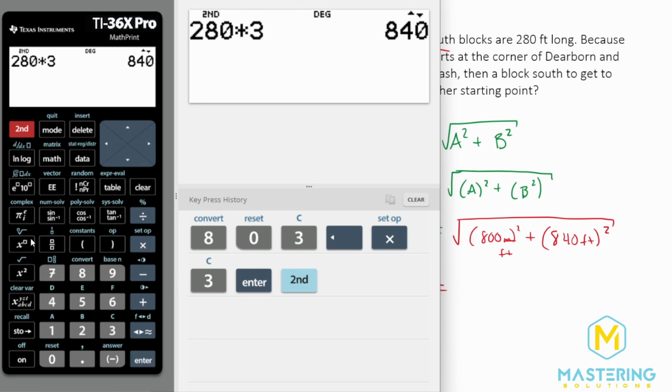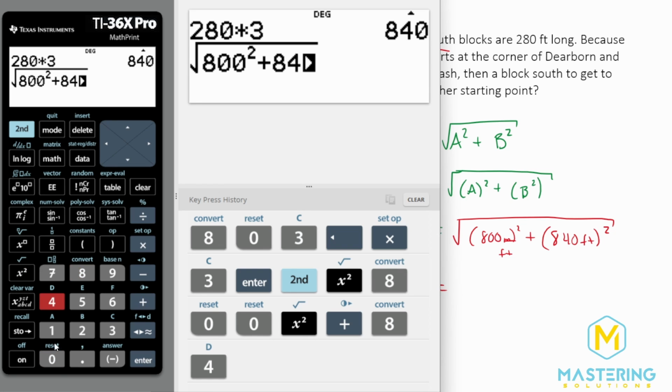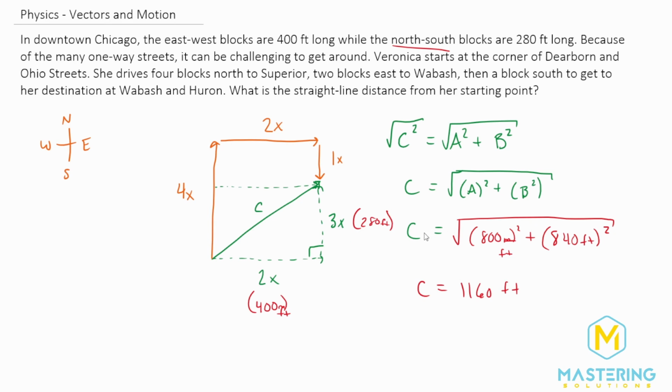The square root of 800 squared plus 840 squared gives us 1160 feet. And if we need to put it into scientific notation, that would of course be 1.16 times 10 to the 3 feet. So depending on how they ask you for the answer, this is the correct answer, 1160 feet or 1.16 times 10 to the 3 feet, which is the same thing, just notated differently.